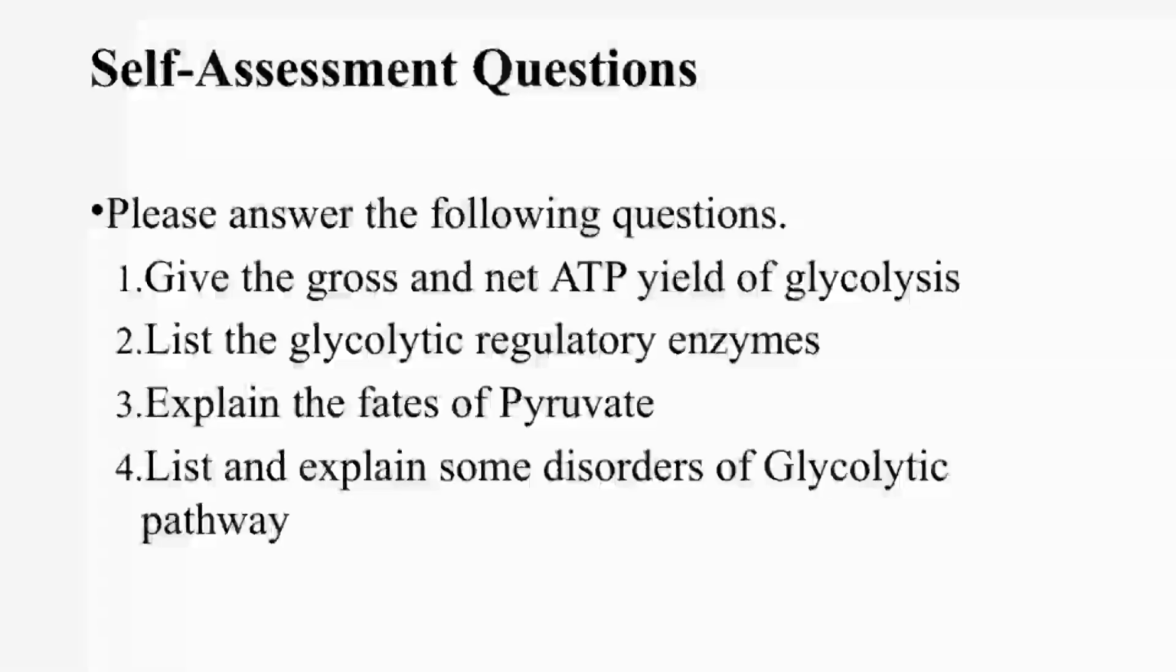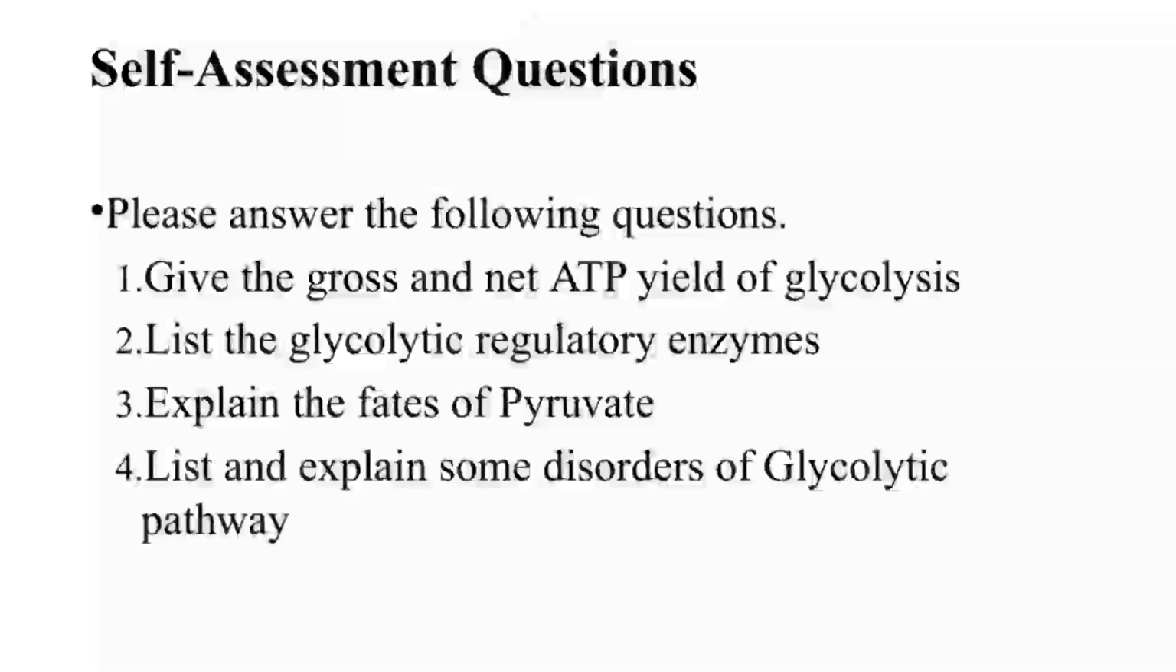Next, let's look at the glycolytic regulatory enzymes. These are crucial control points, including hexokinase or glucokinase, which catalyze the first step, phosphofructokinase 1, a major rate-limiting enzyme, and pyruvate kinase, which catalyzes the final step. These enzymes help regulate glycolysis based on the cell's energy needs.